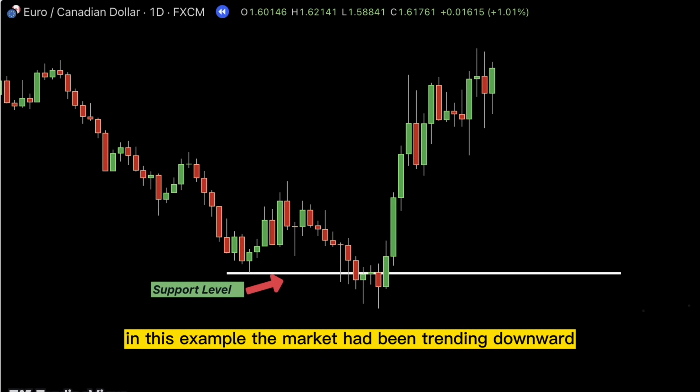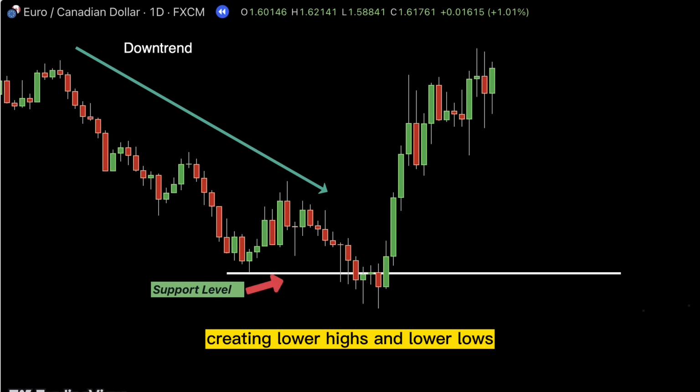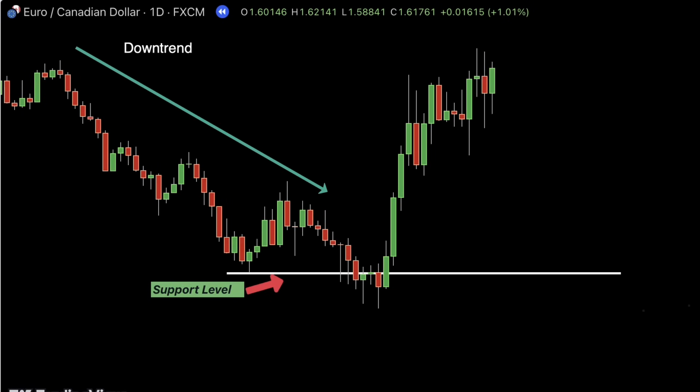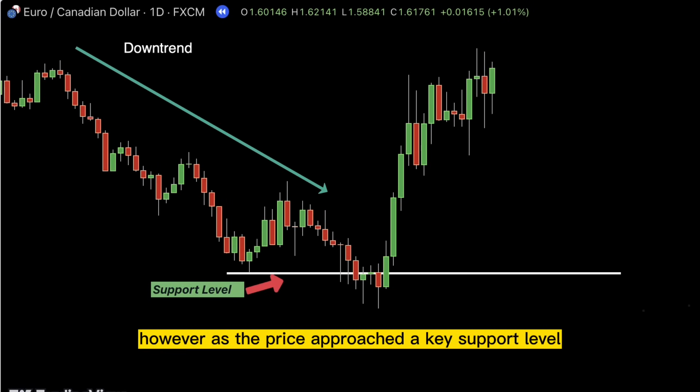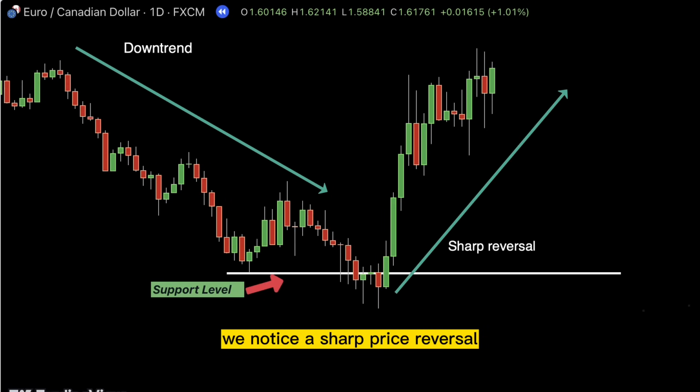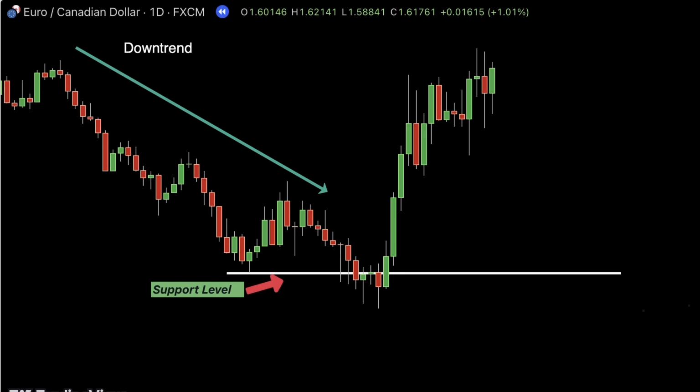In this example, the market had been trending downward, creating lower highs and lower lows, indicating a bearish trend. However, as the price approached a key support level, we notice a sharp price reversal. This reversal creates the foundation of our bullish order block. Here's how to break it down step by step.